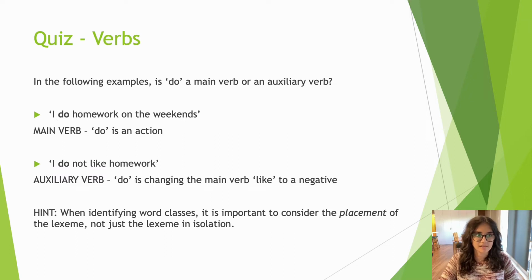So we have here is main verb, here is main verb in these two examples. And then in the second example, do is an auxiliary because it's changing that main verb. So that's the answer for this one. So just important to note that the verb do is not inherently a main verb or an auxiliary verb. The do changes whether it's a main verb or an auxiliary verb based on the sentence that it's in and the other words that are surrounding it. So keep that in mind.